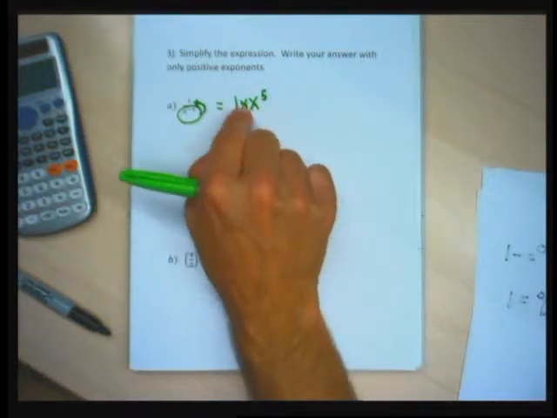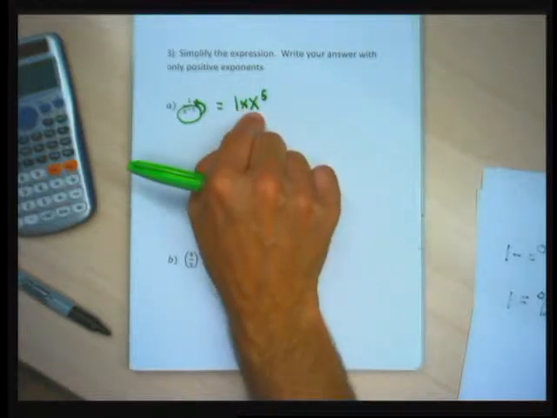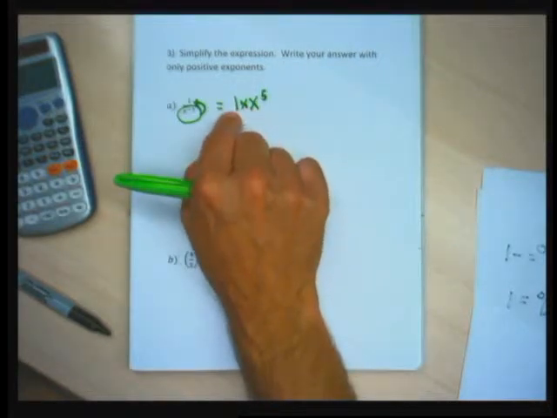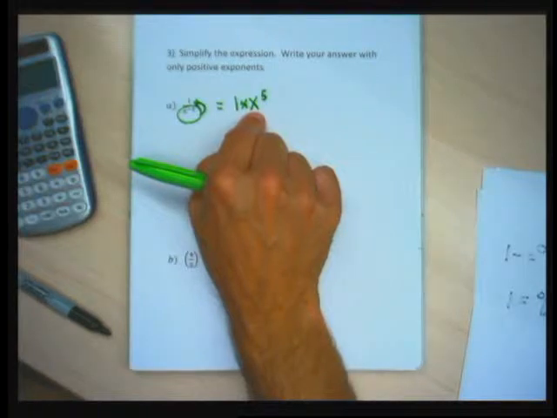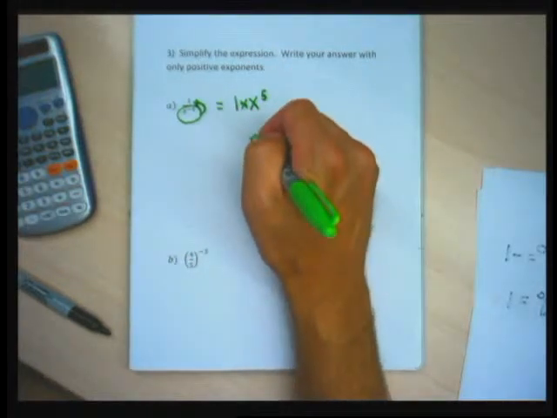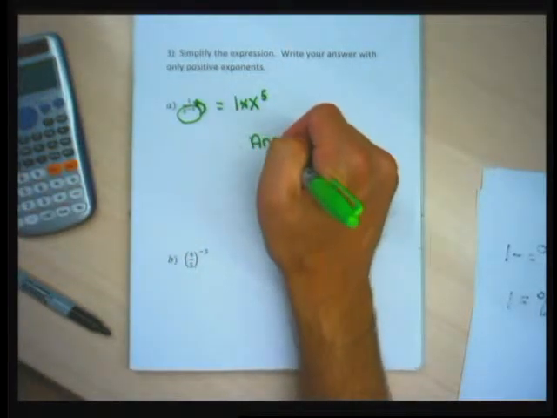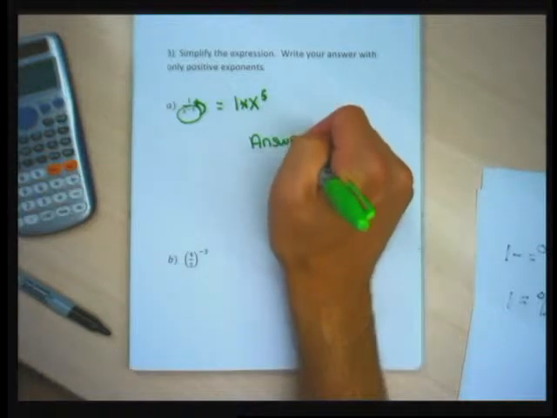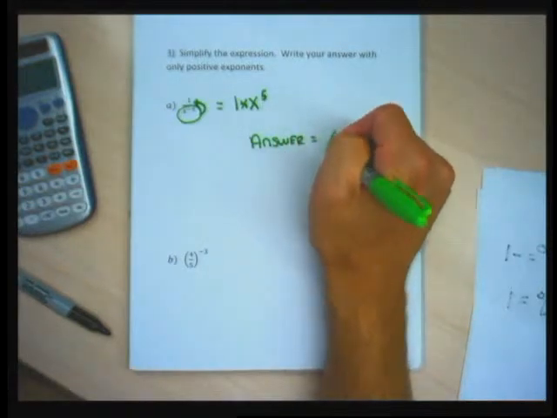When I move it from the denominator to the numerator, it gets multiplied by what was in the numerator. And 1 times x to the 5th is just x to the 5th, because 1 times anything is itself. So for an answer to part A, I would write x to the 5th.